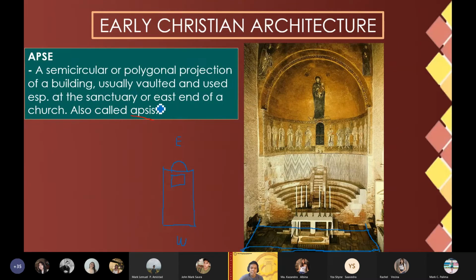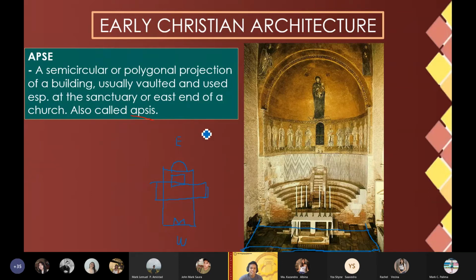So again, in the design of the church, the main entrance door is at the west, and the church is oriented east. When the design of the church evolved, it formed into a cross. So there's the evolution of the plan from a rectangular one, to which they added a semicircular part for the apse.